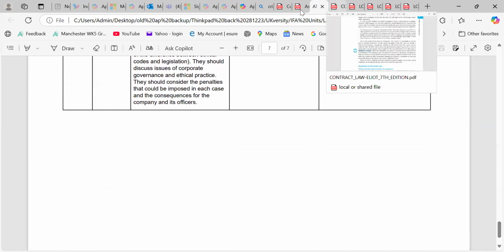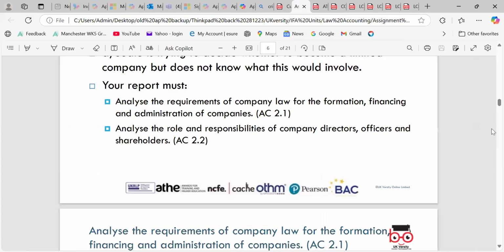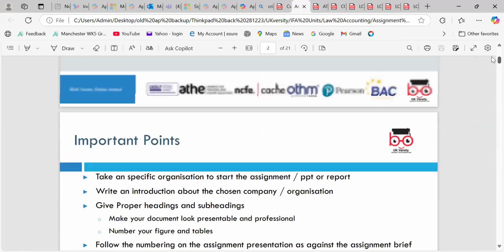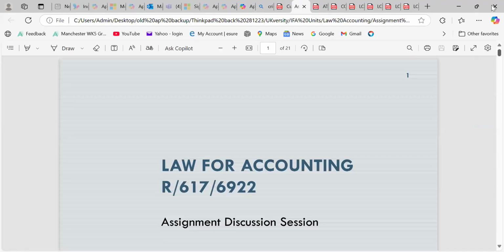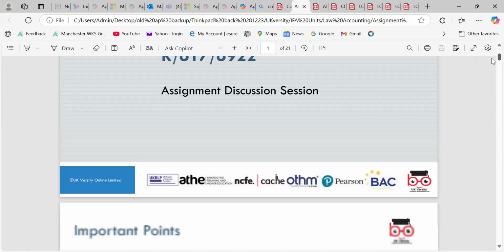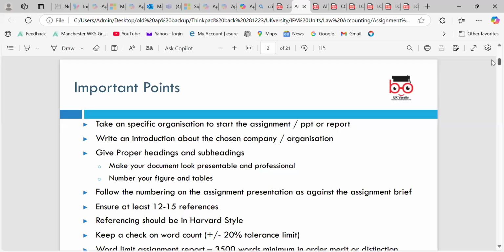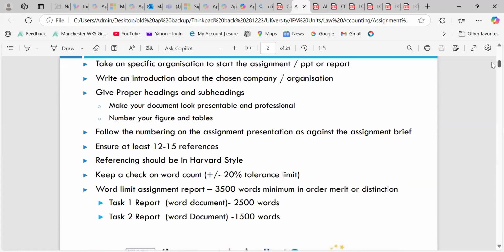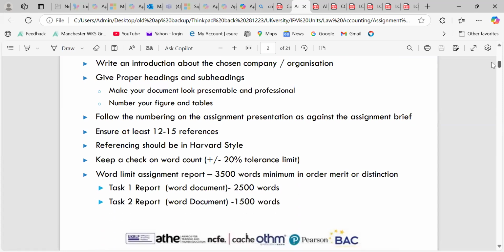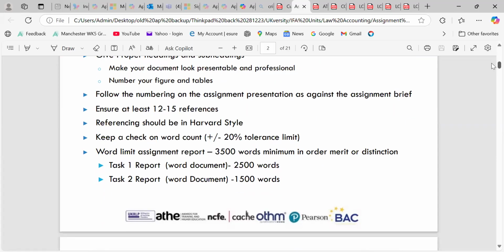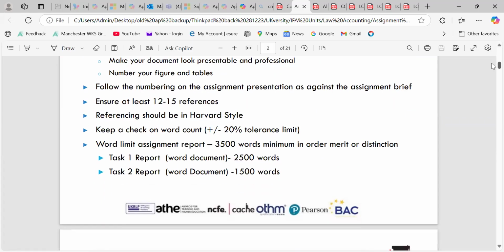This PowerPoint slide is just a guidance slide that will also help you prepare your assignment. You can look at the word limit. Normally 10%, or up to 20%, plus or minus is absolutely fine. The word count for task 1 is just for guidance purposes, as long as we meet the criteria.